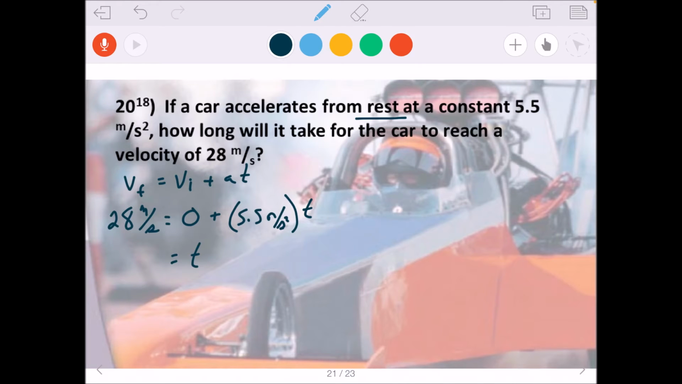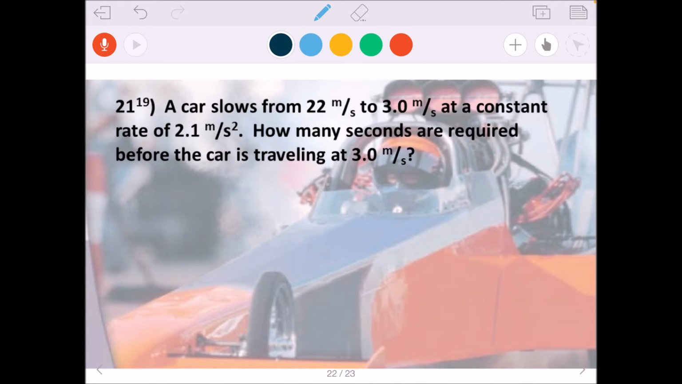So if I divide 28 by the 5.5, I get 5.090909 seconds. As I look, I've got 2 sig figs here and 2 sig figs here. I'm doing division, so I'm going to be left with 2 significant digits, which would be 5.1 seconds.